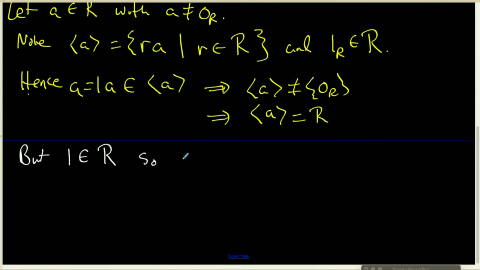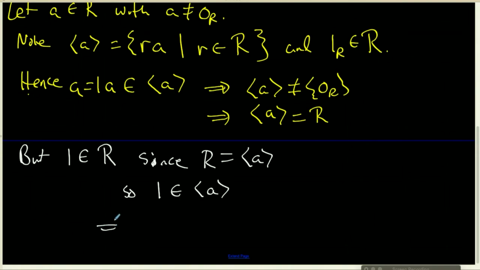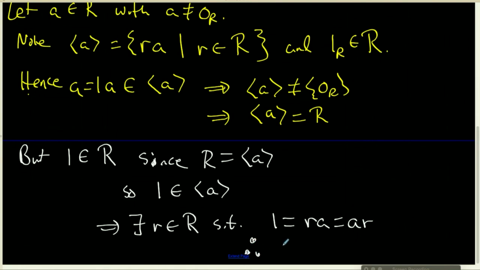And since the ring is actually equal to the principal ideal generated by A, we know that 1 is inside the principal ideal generated by A. And that implies that there exists an R inside my ring R, such that 1 is equal to R times A. But our ring is commutative, so R times A is equal to A times R. And this is enough to say that R is equal to A inverse by the definition of inverse.